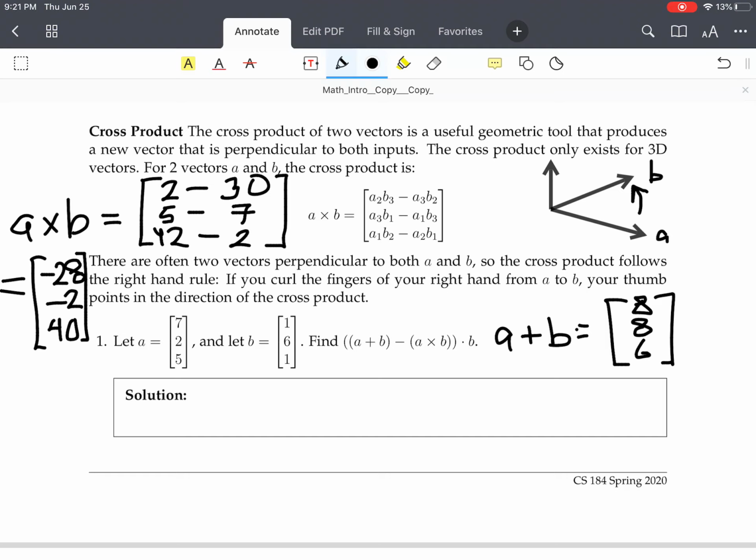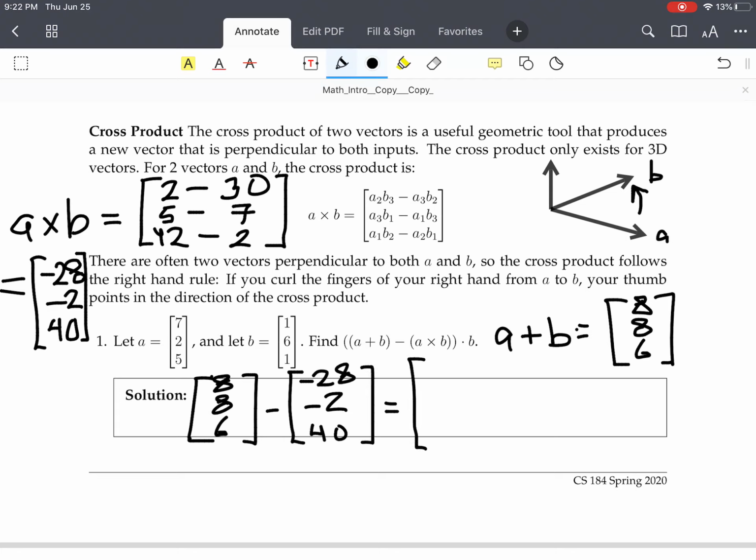So now that we have A plus B and A cross B, let's go ahead and subtract. So what we're going to want is 8, 8, 6 minus -28, -2, 40. And so if we just go ahead element wise, so that's going to be 8 minus -28, so that's 36. 8 minus -2, so that's 10. And then 6 minus 40, so that's -34.